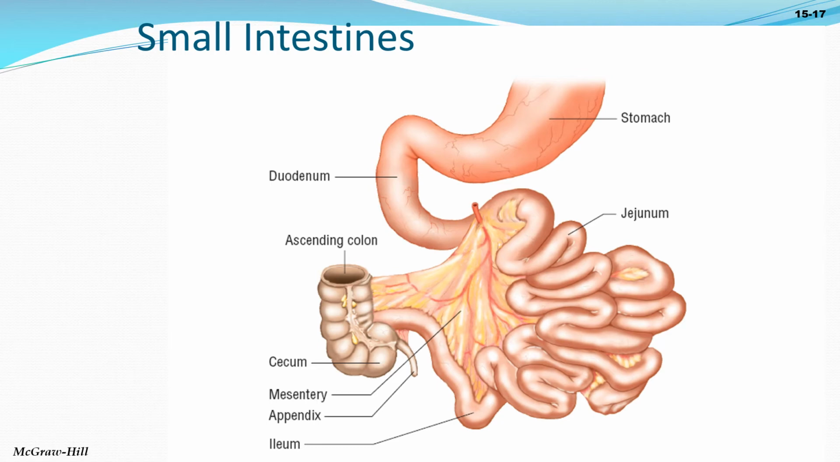So here is the duodenum. It's going to get all that acid in from the stomach, so it has to be basic to neutralize all that acid. Jejunum and ileum are a lot longer. And then what we have here is a little blind-ended sac, called the cecum. And popping off is the appendix.